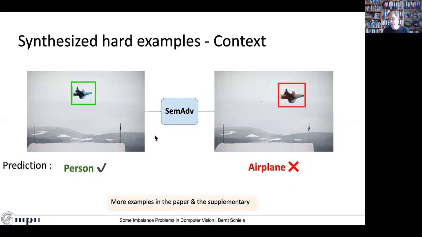And here, that's maybe the least surprising one, I suppose: if you have a particular object in a context that is unusual, like a person in the sky, in the case of a skier. If you do the semantic adversarial generation here, you can quite easily, by changing the appearance a bit, generate something that would better fit the context, in that case an airplane, right? And obviously, there are more examples in the paper, in the supplement.